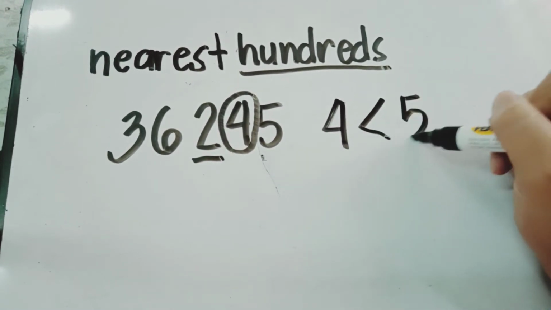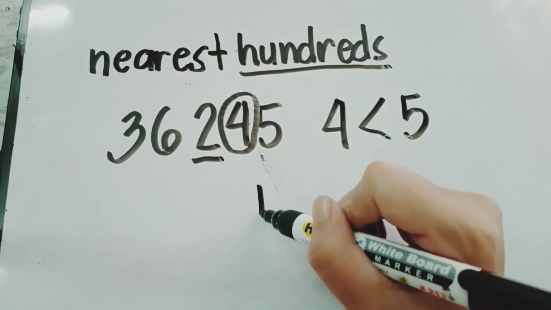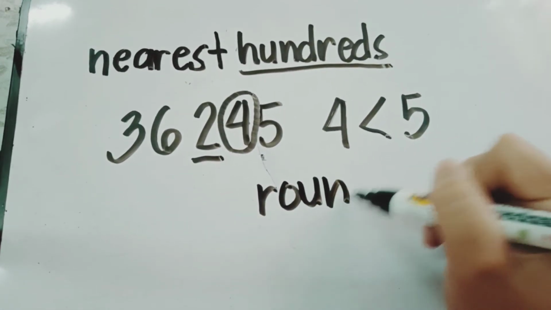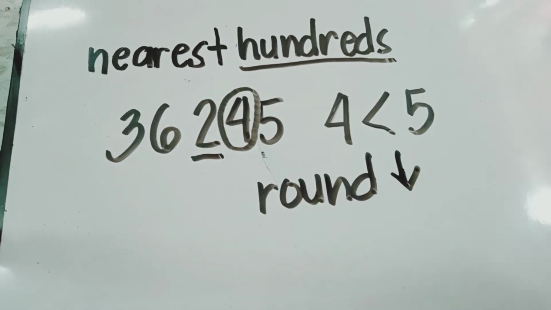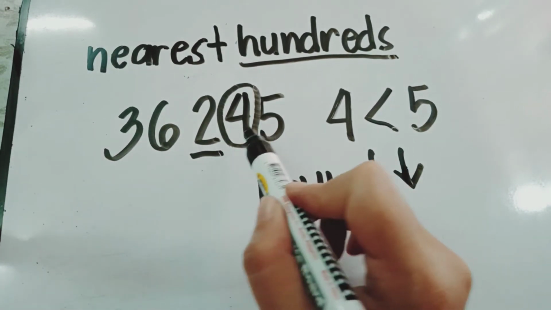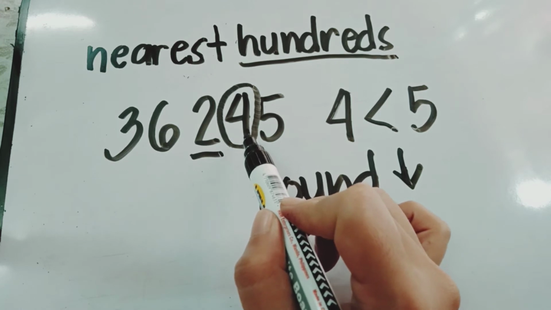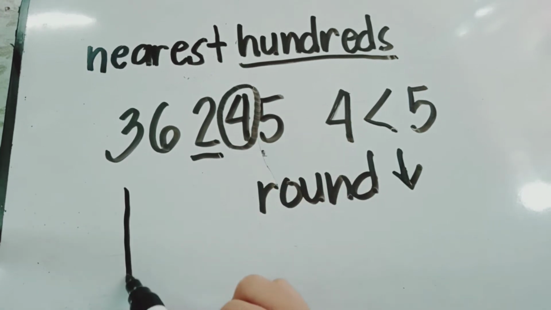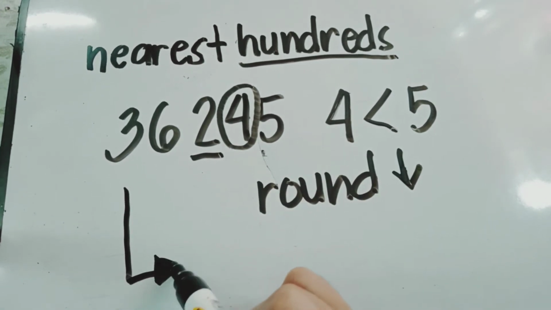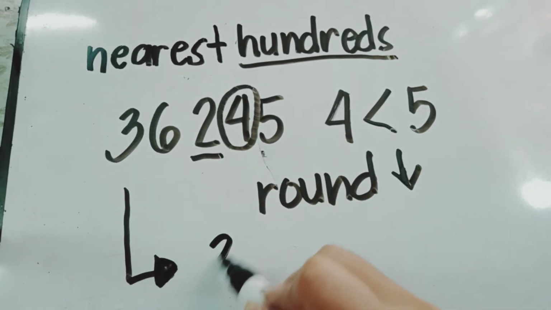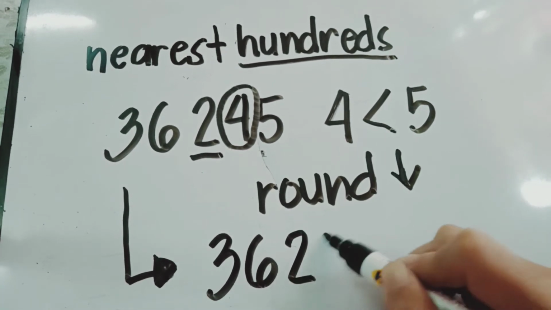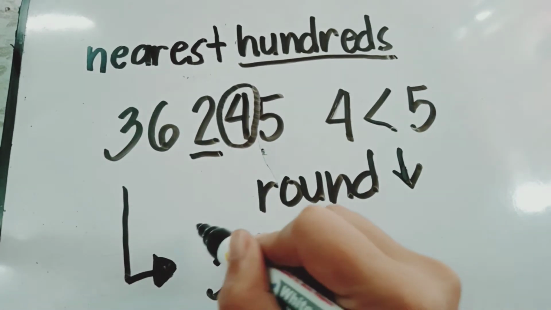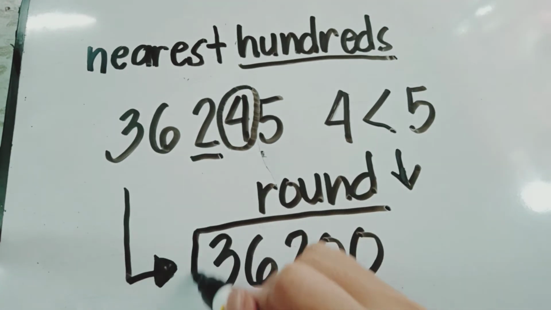So because 4 is less than 5, that means that we will round down. And in rounding down, we will not change the rounding digit. Then we will change all digits to the right of the rounded number to zeros. That means that 36,245 rounded to nearest hundreds will become 36,200.